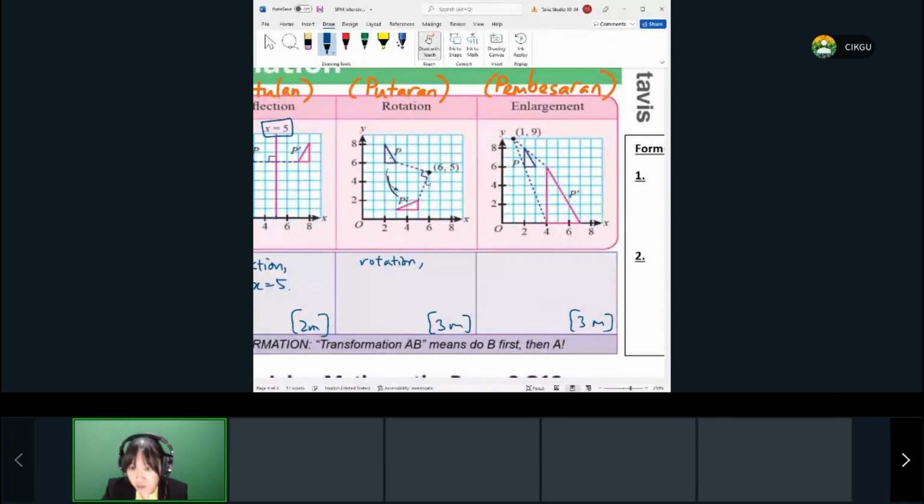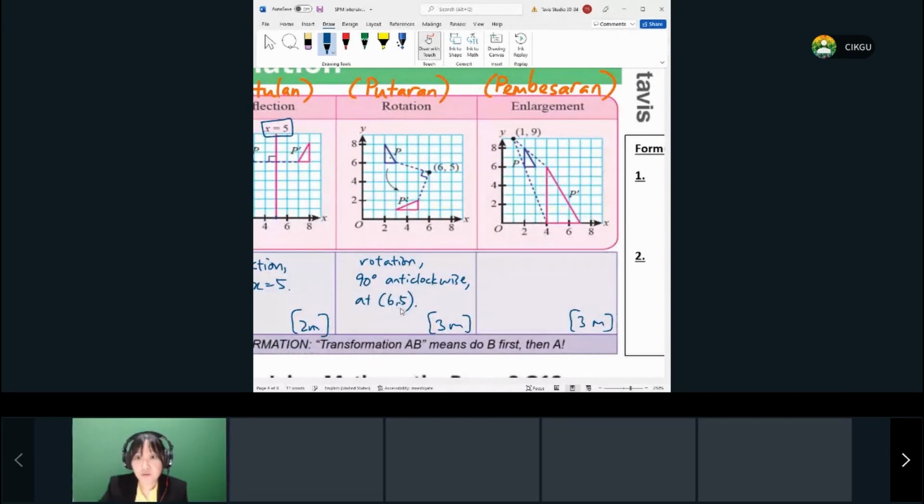It looks like it rotates 90 degrees. This one is called anti-clockwise. If you look at the clock, the clock always goes this way, but this one goes the other way, so anti-clockwise. That will give you the second mark. And the last one is, where is the center of rotation? The rotation happens at 6, 5. Done. This is the third mark.